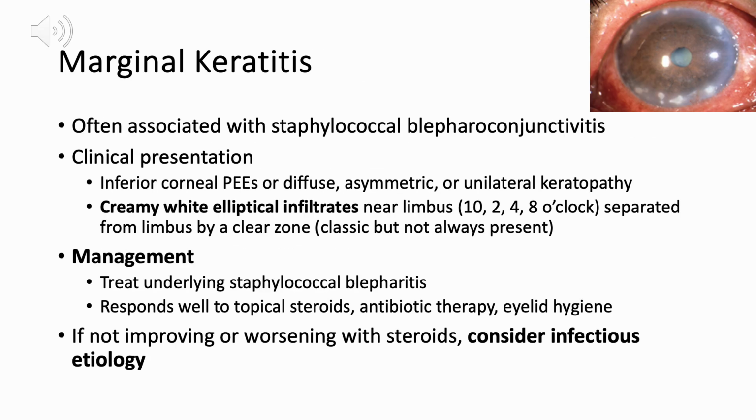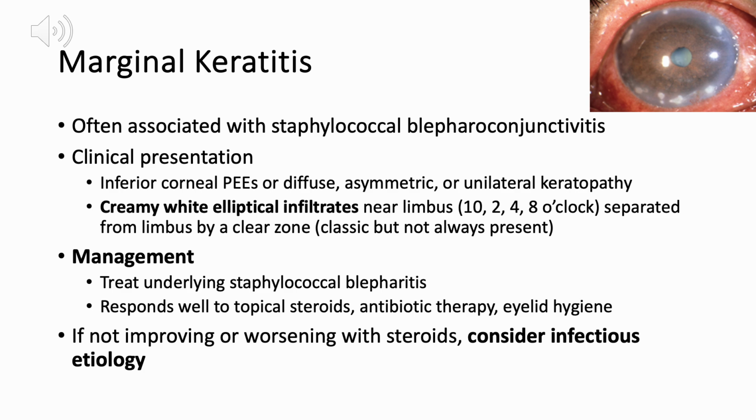Marginal keratitis is commonly associated with staphylococcal blepharoconjunctivitis and presents with inferior or asymmetric corneal PEEs or unilateral keratopathy. A classic sign is the presence of creamy white elliptical infiltrates near the corneal limbus, often at the 10, 2, 4, or 8 o'clock positions, separated from the limbus by a clear zone, though this may not always be observed.